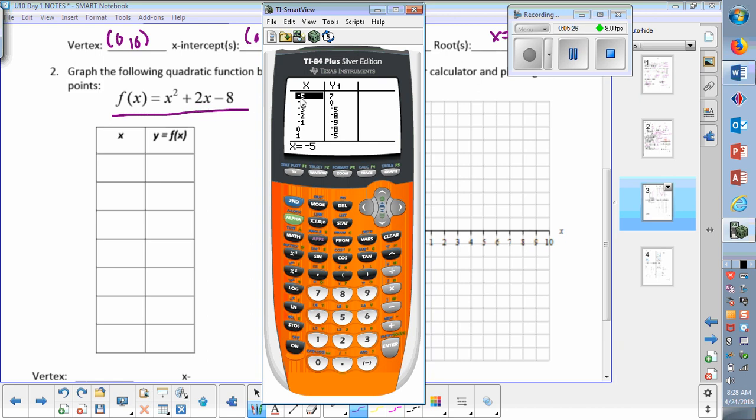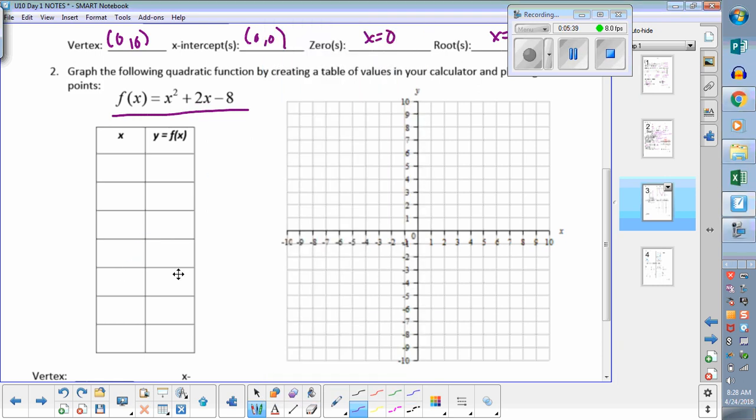So your -5 is going to be -5 and 7, -4 and 0, -3 and -5, -2 and -8. And we're going to keep going down so you can follow me as I'm doing this. So my first point is going to be -5 and 7, and then -4 and 0, and then -3 and -5, and then -2 and -8, and then -1 and -9.